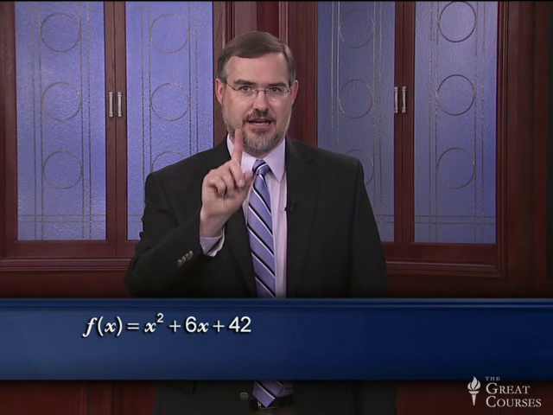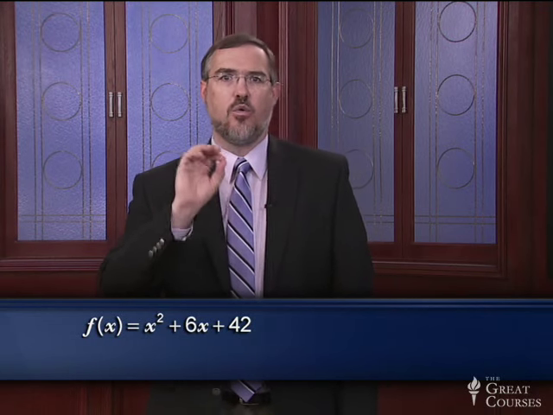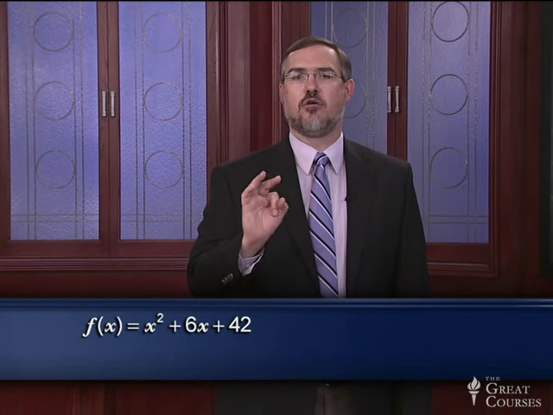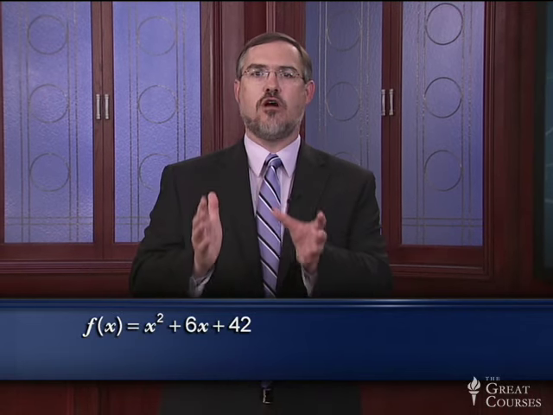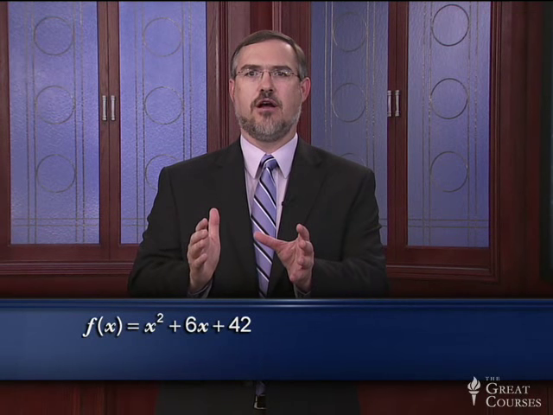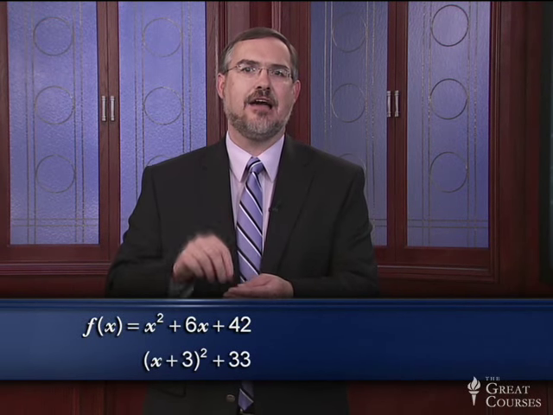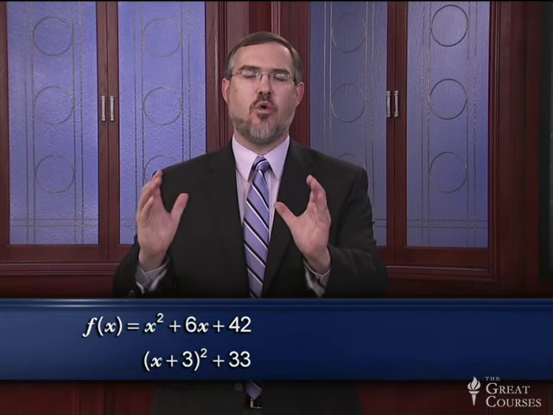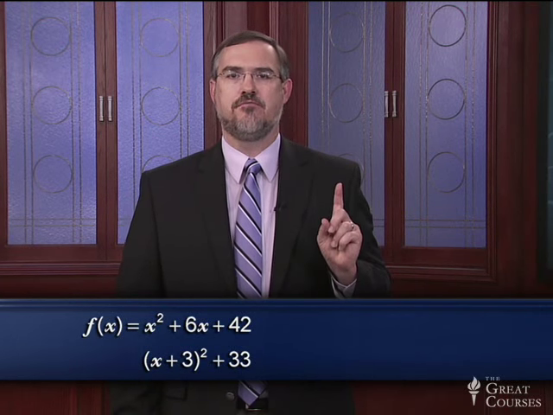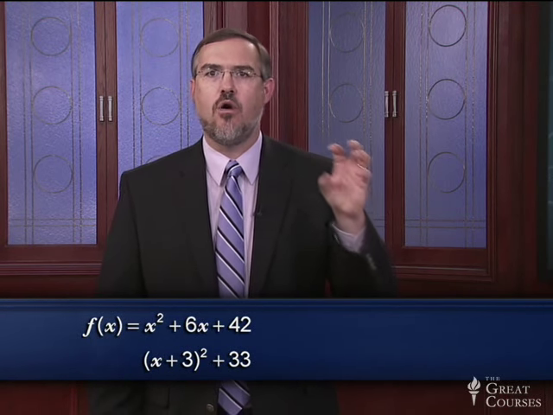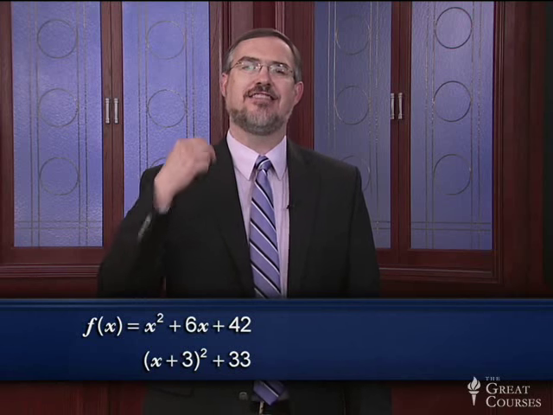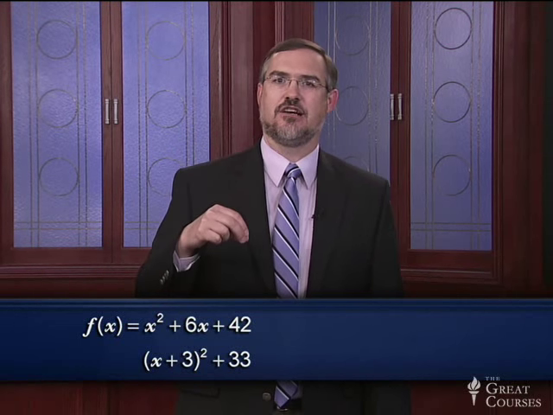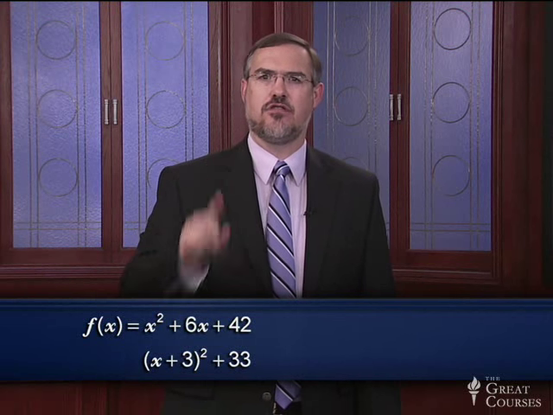In fact, I can actually take this one step further. We know both of the coordinates of the vertex thanks to the way I rewrote this problem with completing the square. Remember, I had (x plus 3) squared plus 33. The 33 part is the y coordinate of the vertex, and believe it or not, the x plus 3 tells me that the x coordinate of the vertex is negative 3.